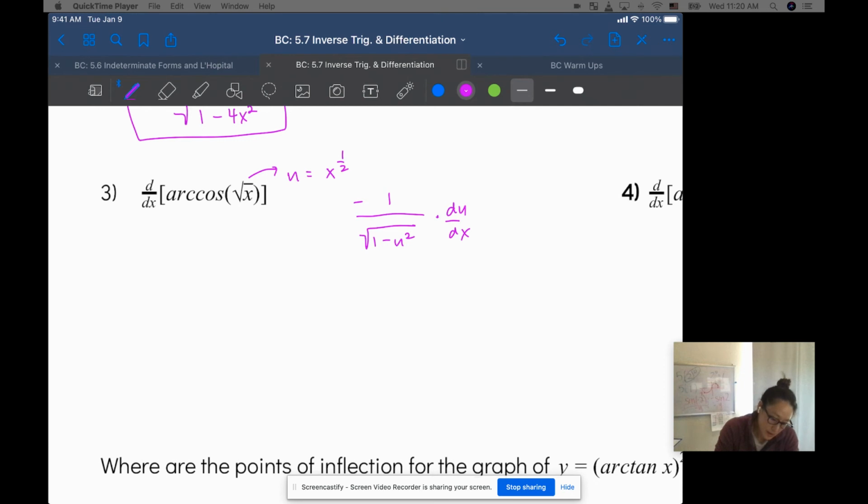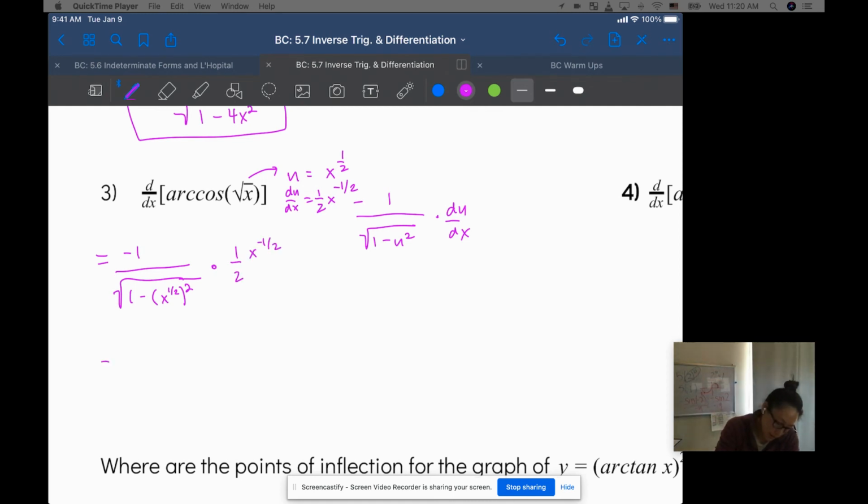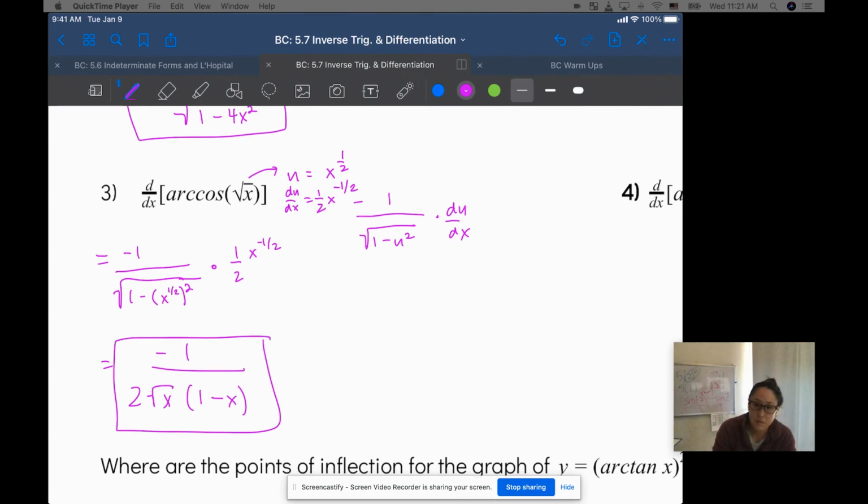Okay, so here we go. I get negative 1 over the square root of 1 minus x to the 1/2 squared, times the derivative du dx of u, which would be 1/2 x to the negative 1/2. So times 1/2 x to the -1/2. So I can rewrite that as -1. I'm going to move the x to the bottom. So 2 times the square root of x times the square root of 1 minus x.